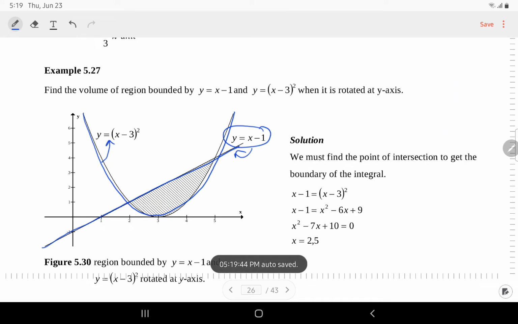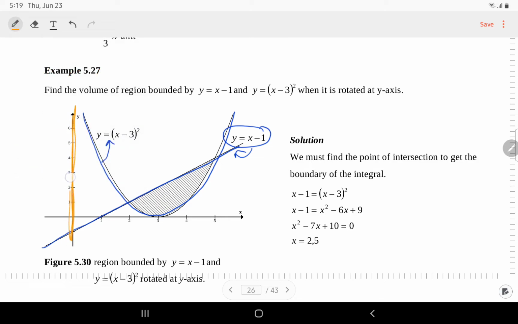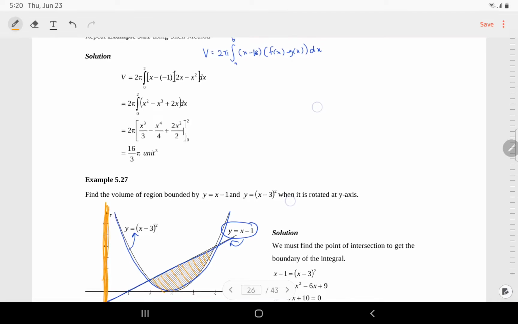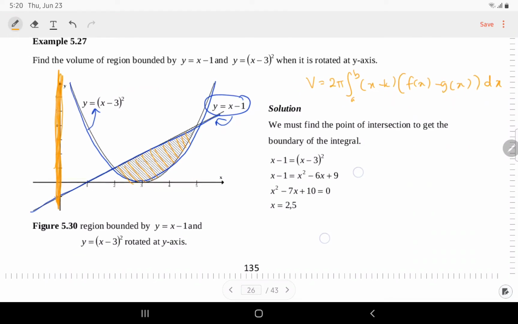When it is rotated about the y axis, this is the axis of revolution, the axis it rotates around 360 degrees. This is the shaded region. This time we use the same formula from theorem 5.9. You can see I copied the same formula again: x minus k, f(x) minus g(x) dx. So where is x minus k?